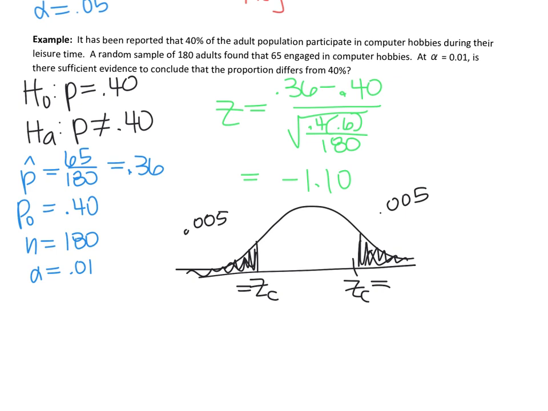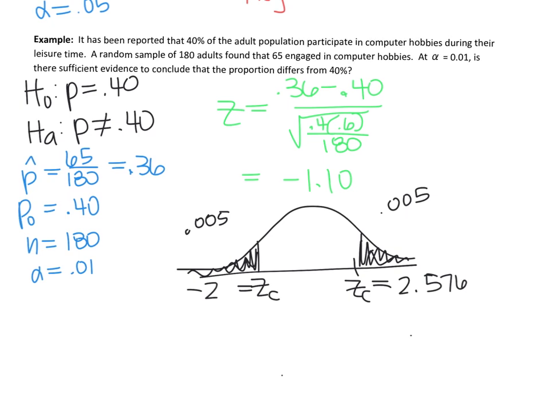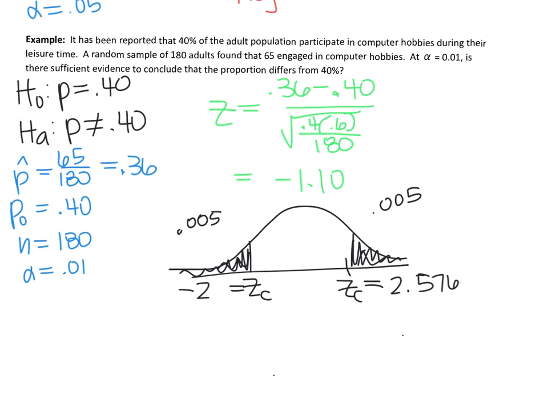So when we look for our critical value, we actually use our upper tail probability of 0.005. And we get 2.576. We could also be at negative 2.576. Okay, so now we need to check to see if our test statistic falls within either region.